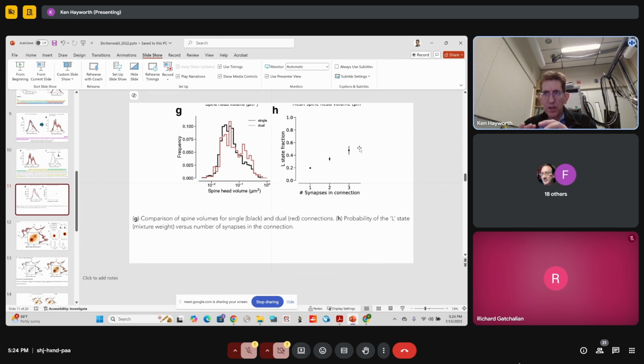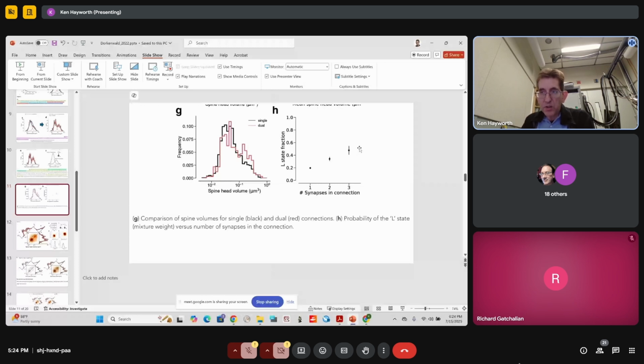This shows how relatively straightforward it is to get stuff out of connectomes, because the strength of a synapse, these are all excitatory synapses, is really determined by the number of glutamate receptors.